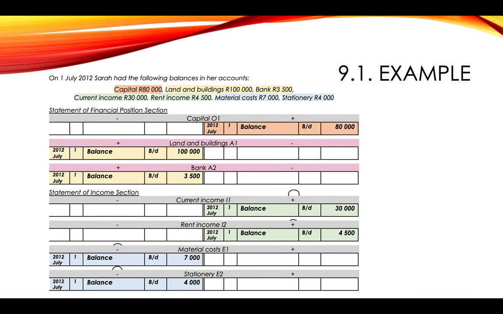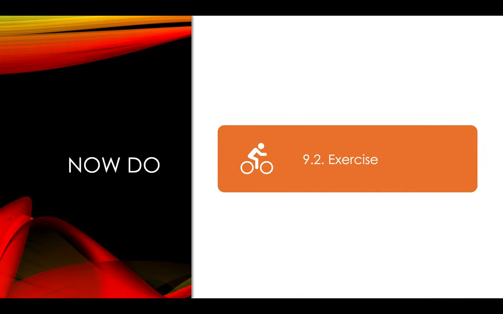Material costs and stationery are both expenses, and we've already identified by circling the minus that we need to debit the 7,000 and the 4,000. The details will also be balance brought down on the 1st of July 2012. You can now go and do exercise 9.2.